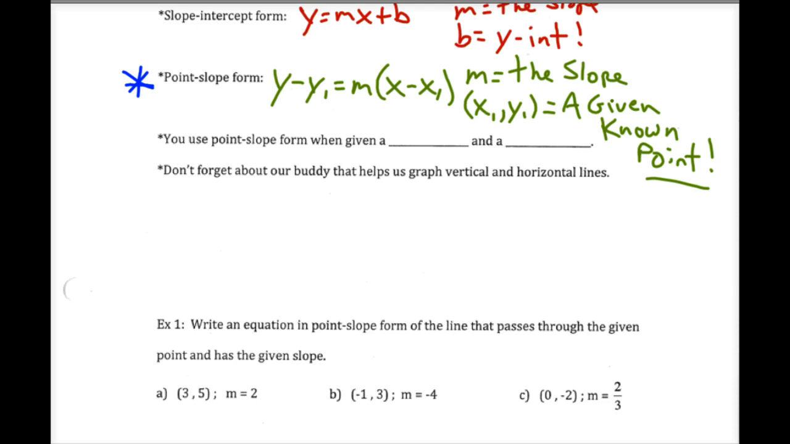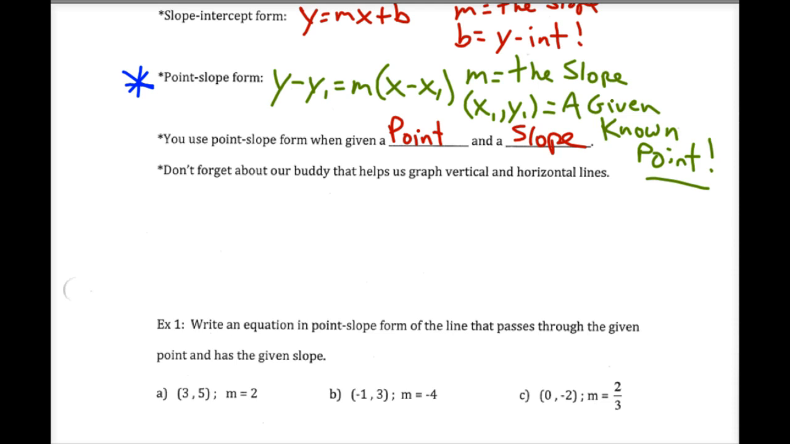No, I don't think that's true. Okay? When would you use point slope form? When you're given what? There's a reason they call it point slope. Use point slope form when you're given a point and a slope. That's when you use point slope form, when you're given a point and the slope.